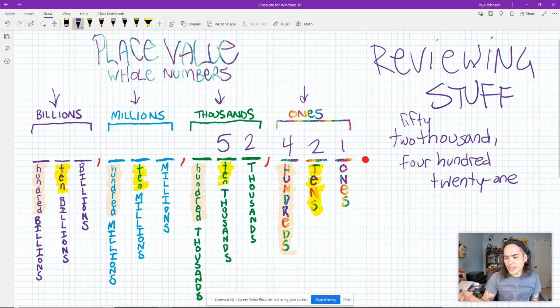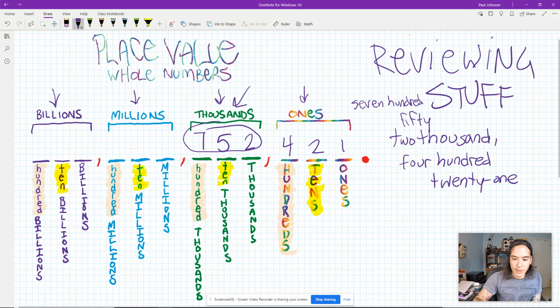52,421. So let's say that we have a digit in our 100,000s place. So now what we're going to do is we're going to read the whole 3-digit number in the thousands period. So we're going to read this whole number, 752,000, and then we're going to read the number in the ones period, 421. So we would say 752,421.